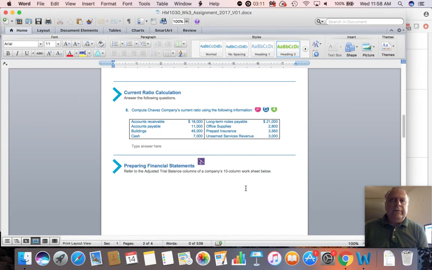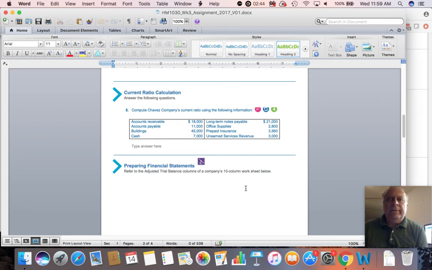In the accounting world, current usually means 1 year or less. So what we're looking for with current assets are those assets that are either cash now or will be cash within the coming year. And liabilities are things that need to be paid within the coming year. So write the formula down, substitute the numbers for the words, do the math, and then state your answer.